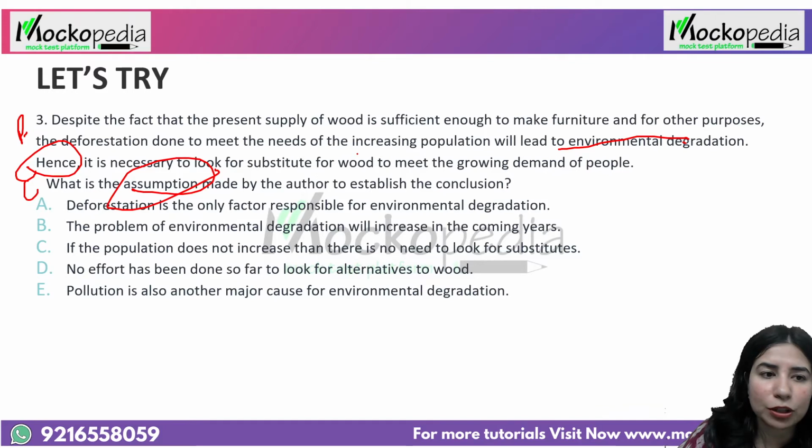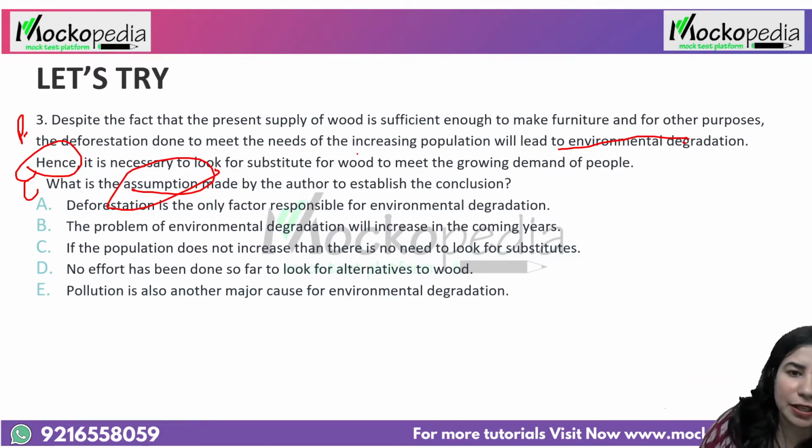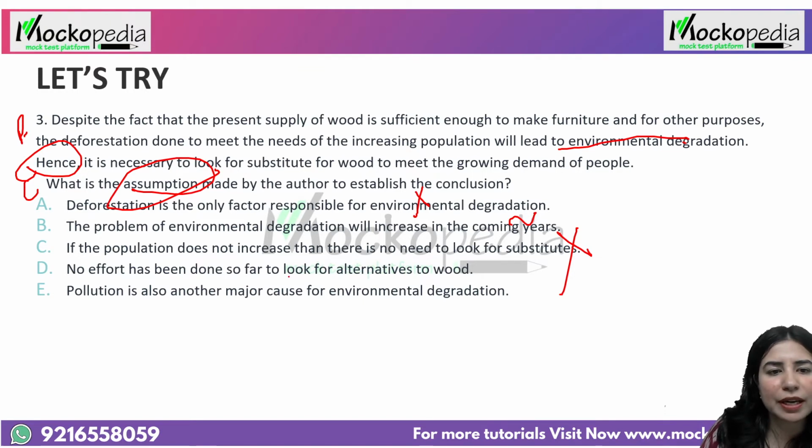So let's take a look at the options. Deforestation is the only factor responsible. हम ये नहीं कह सकते. Extreme answer है, eliminate कर दीजिए. प्रॉब्लम ऑफ एनवायरमेंटल डिग्रेडेशन विल इंक्रीज. यस, तभी उसके बेसिस पे वो कहते हैं कि आप एक सब्स्टिट्यूट ढूंढना चालू करो, तो इसको रख सकते हैं. इफ द पॉपुलेशन डज नॉट इंक्रीज दैट देयर इज नो नीड टू लुक फॉर सब्स्टिट्यूट्स, इसके बारे में आप नहीं बोल सकते. नो एफर्ट हैज बीन टेकन सो फार टू लुक फॉर ऑल्टरनेटिव्स ऑफ वुड, ये इंफॉर्मेशन हमें नहीं है, वी कांट कॉमेंट.